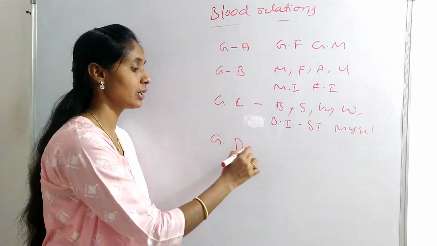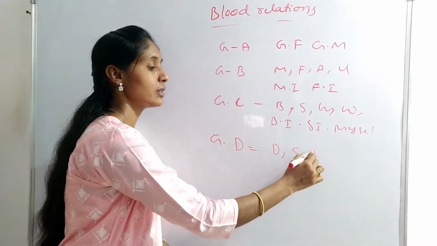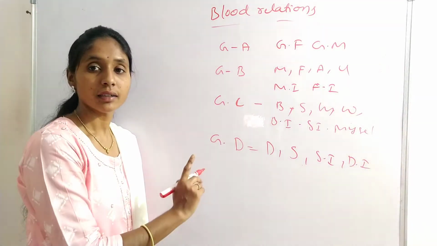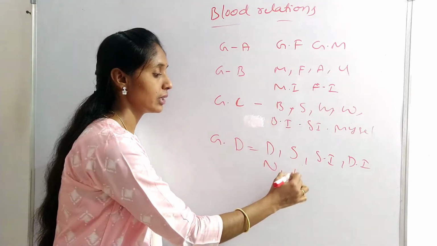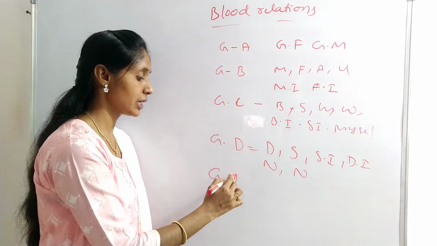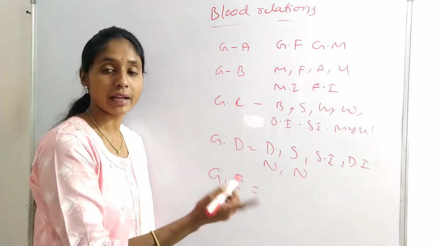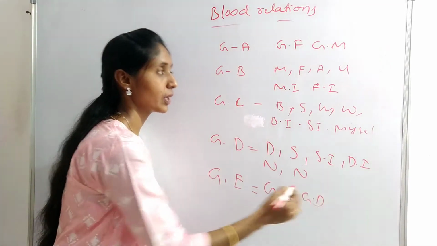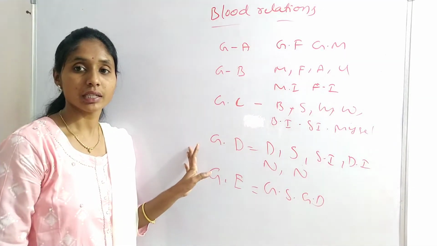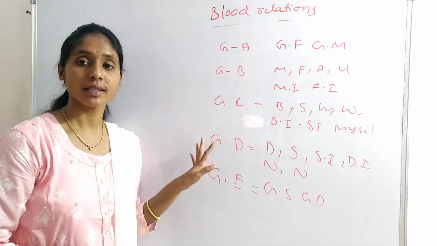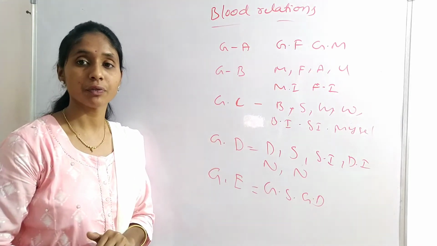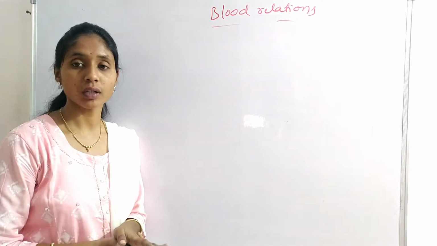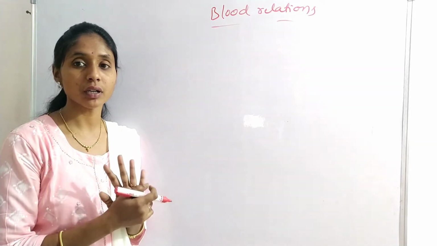And the fourth generation: daughter, son, son-in-law, daughter-in-law, and also niece, nephew. And the fifth generation, that is E: grandson and granddaughter. These are the generation tree. By using this generation tree, we can answer any difficult question from blood relation. Before going to solve questions, we need to remember some key points.